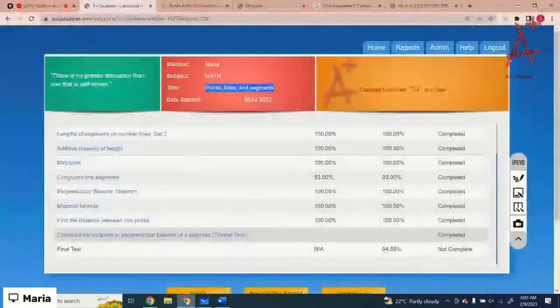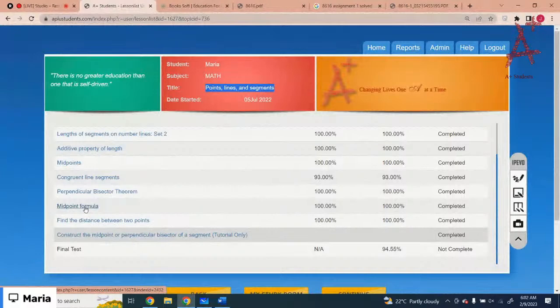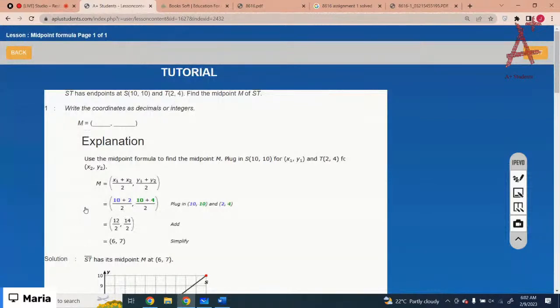Please make sure you have your notebook and pencil so that you can note down the important examples and definitions as well. So here I am on the first lesson, that is midpoint formula. So let's see the example. The first example is ST has endpoints at 10, 10 and 2, 4. What is the midpoint M of ST? So you have to find the midpoint.